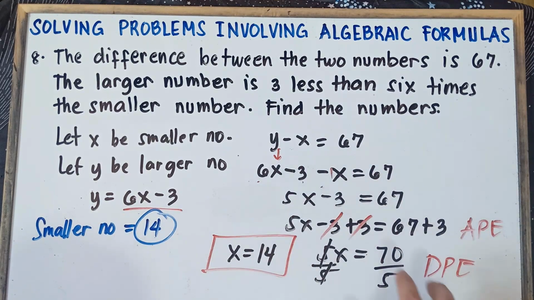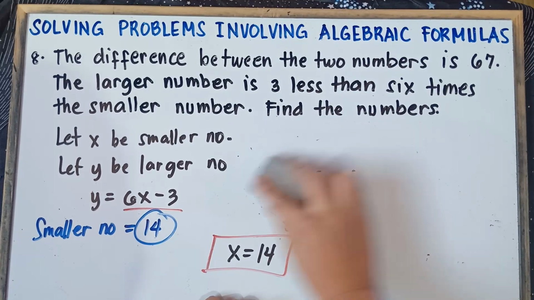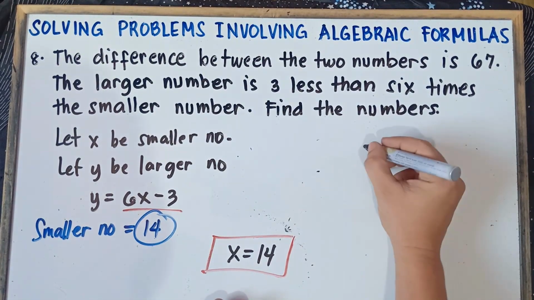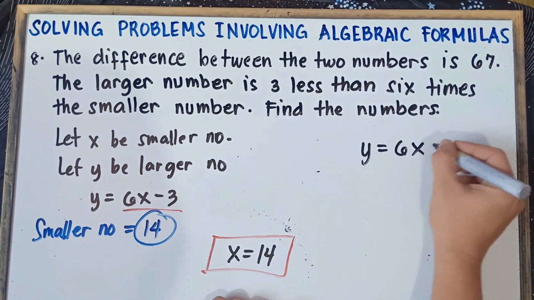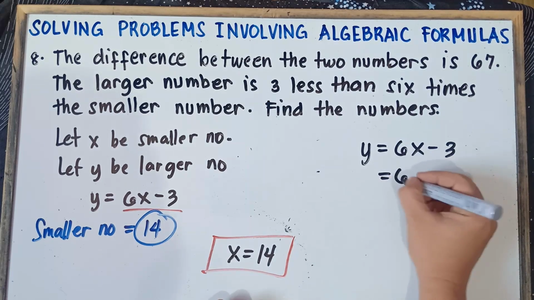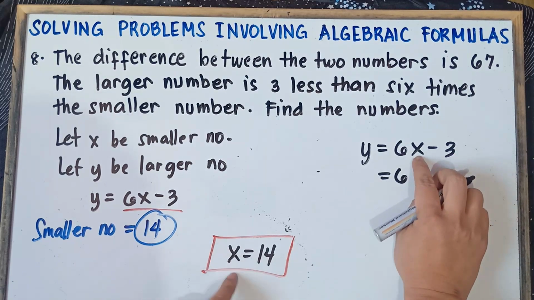So let me just erase this one, class. You pause the video. This will be our smaller number, that would be x, and for the larger number, we need to substitute the value of x in this given equation. So this will be y equals 6x minus 3. This will be our larger number. So 6x, that would be 14, plus the value of x, that would be 14, the smaller number.